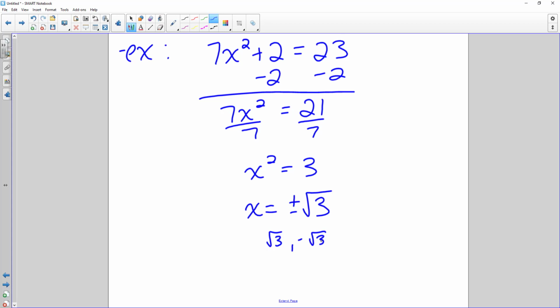These answers are called exact answers. I could also get an approximation. If I do the square root of 3 in my calculator, this is approximately 1.73, so positive of that and negative of that. These are my approximate answers to the 100th place. Leaving it as a square root would be considered the exact answers. Calculating this, which is in reality more usable, to the 100th place, I get plus or minus 1.73.